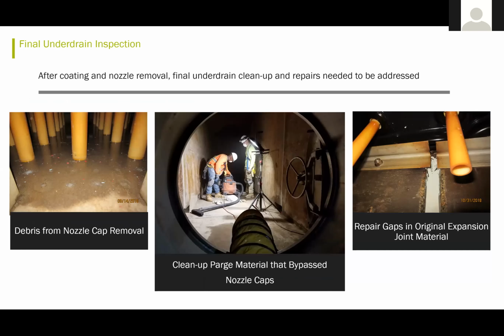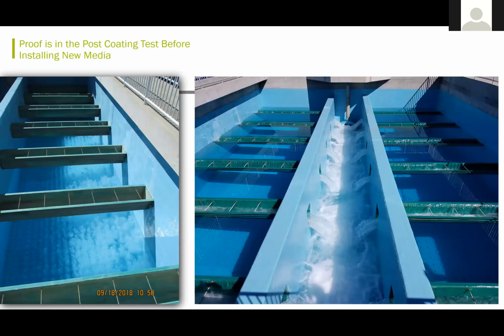So in the underdrain, they had to remove the debris, and they ended up flushing down the water, as well as using the shop vac for the most part, and then they repaired gaps as well. And then before installing the media, they filled the filters and used the air scour to see how the distribution was coming back through the nozzles, as well as the distribution during backwash.